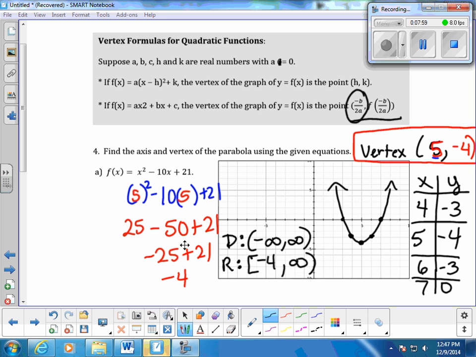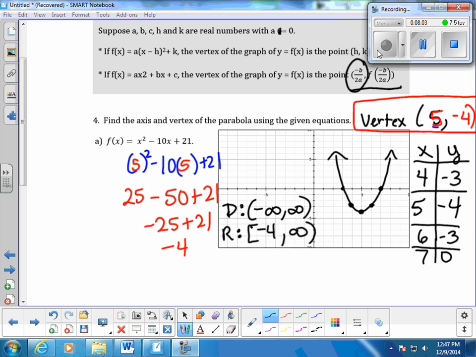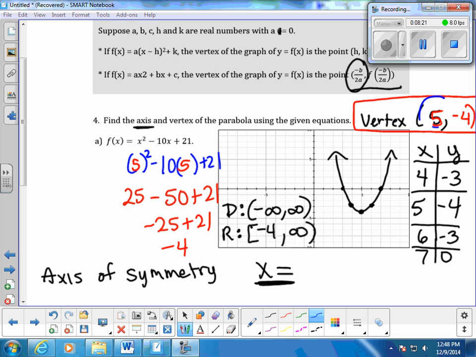We're going to do one more of these, and that's going to finish us up. And I almost forgot one thing. The axis of symmetry is always going to be the equation x equals, and then whatever the x value of the vertex is. So in this case, the axis of symmetry is just x equals 5.